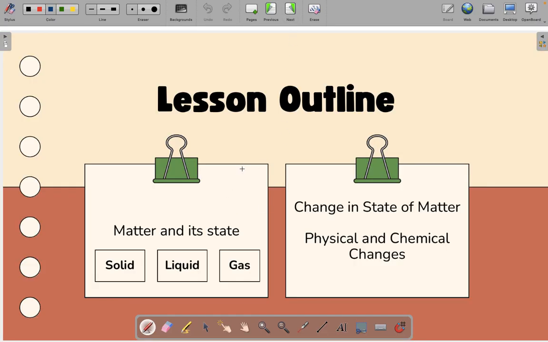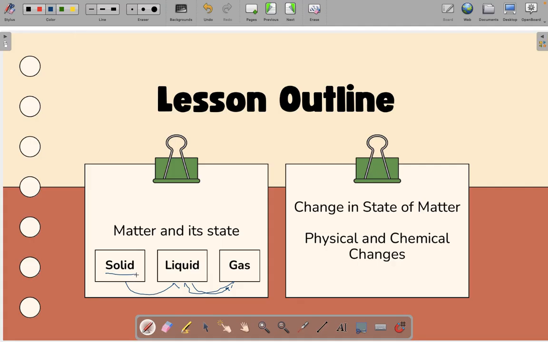I will divide this lesson into two major parts. The first part will discuss matter and its states. The different states of matter, that is solid, liquid and gas, we'll study in detail. Then we'll study how the different states of matter change among each other. For example, how solids change to liquid, liquids change to gas, gas changes to liquid, gas changes to solid, and so on.